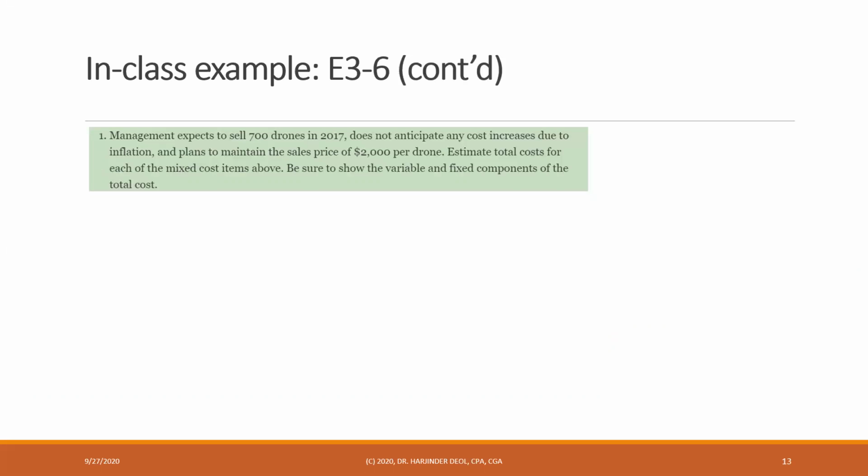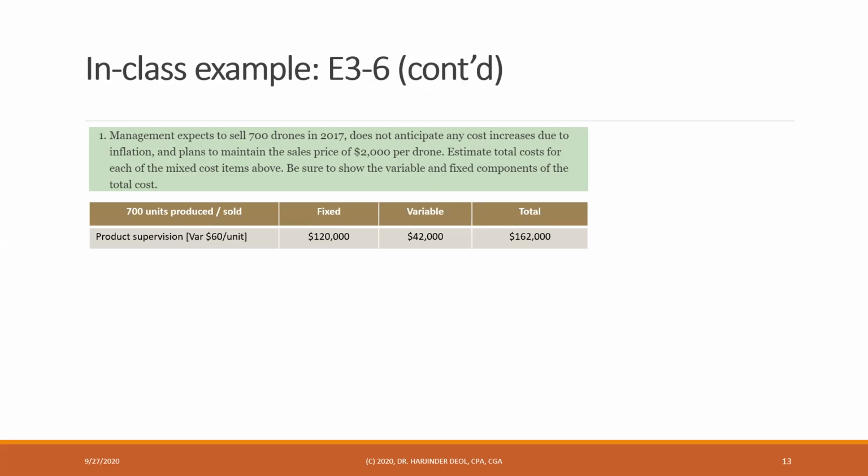So management expects to sell 700 drones in 2017. It does not anticipate any cost increases due to inflation and plans to maintain the sales price of $2,000 per drone. Estimate total cost for each of the mixed cost items above. Be sure to show the variable and fixed component of the total cost.